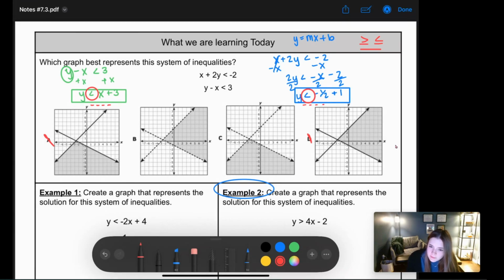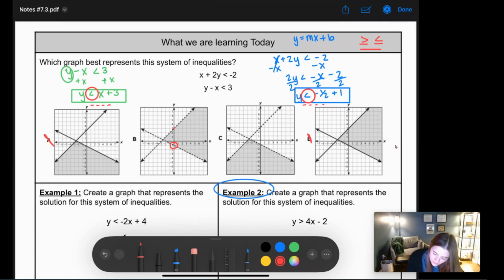Now, here's the next part. Again, I could graph it. I could look at the y-intercepts, right? One of your y-intercepts should be at 3. Okay? One of your y-intercepts should be at 1. Well, ooh, look at this. That's at negative 1. So that's probably not it, right? But let's keep looking.